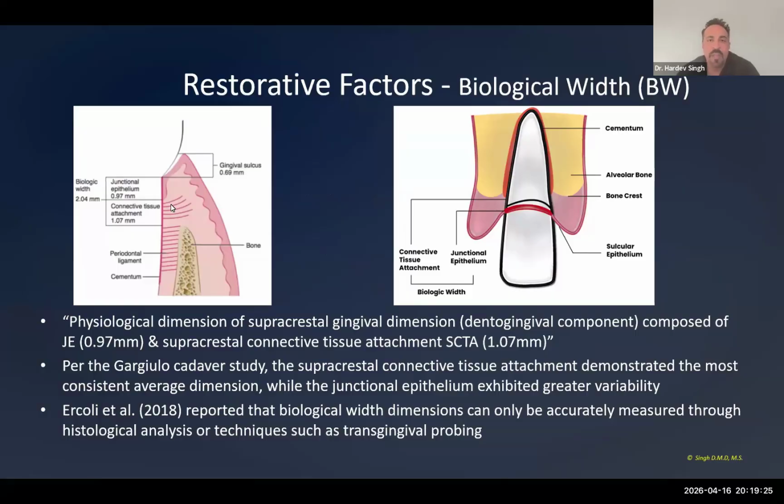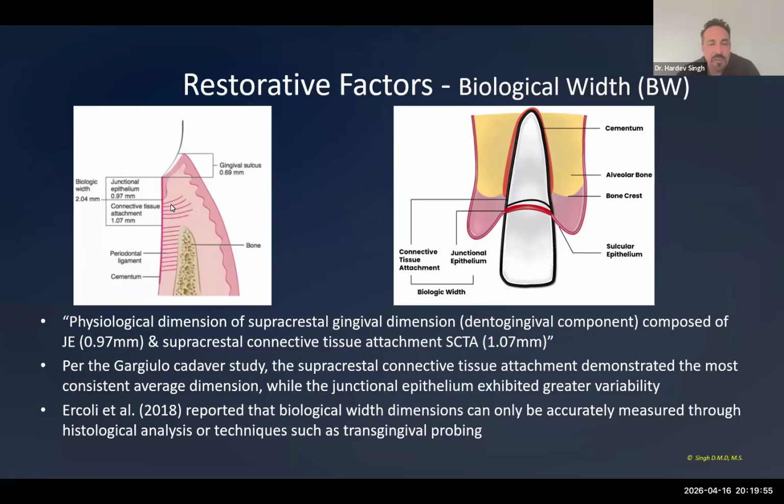So there's something that we might have heard called biologic width. The name has changed to supracrestal connective attachment tissue. And I kind of like the term biologic width, but it's been changed. Now, what does that mean? Essentially, if you prep too close to the alveolar crest, you're disturbing the attachment and you're leading to a situation where you've got constant inflammation.